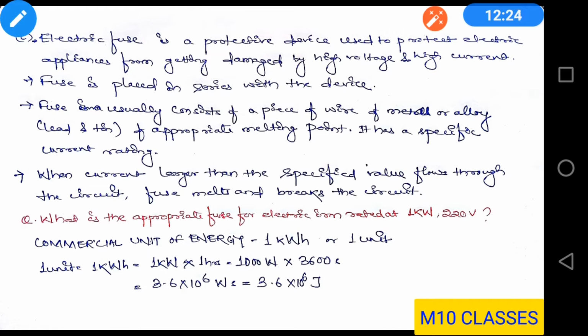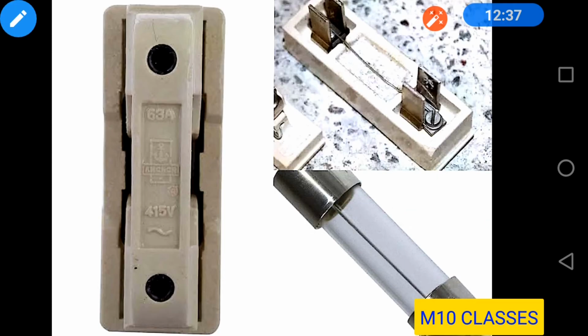What does this mean? What is this current rating, and how will it operate? Before going to know that, let us see the picture of fuse. Now students, see here, this is what you call a cutout. You may find it in your home in your supply box, the electric main supply. In that board you'll find this cutout.